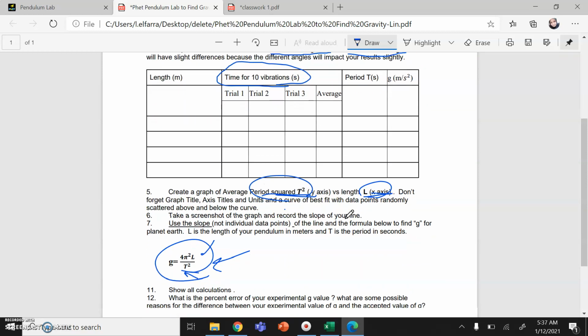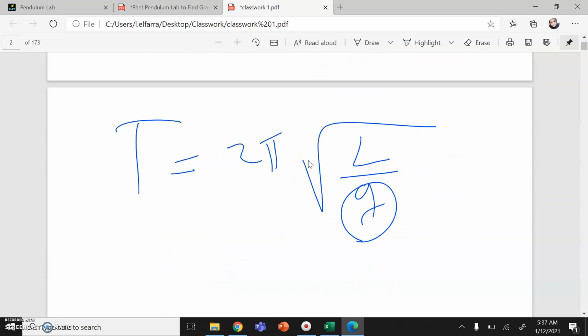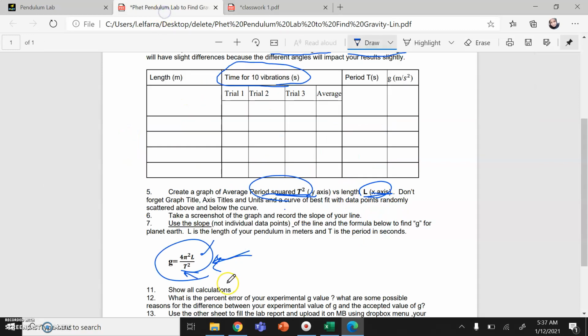What is my aim of the experiment? To find the value of g using this formula. From where did we get this formula? We got it from here: T equals 2 pi square root of L over g, and we did that in class. If I square both sides, I get g from this formula.